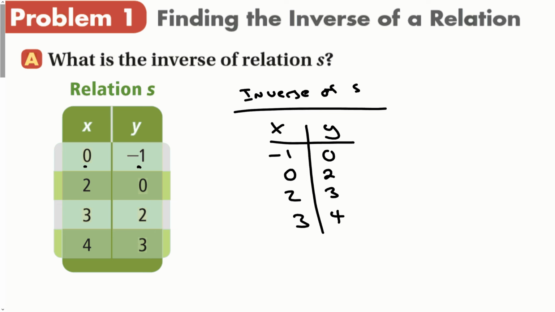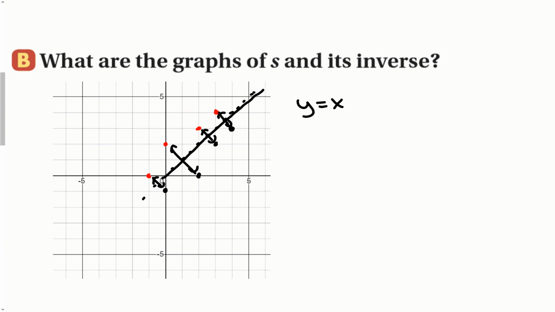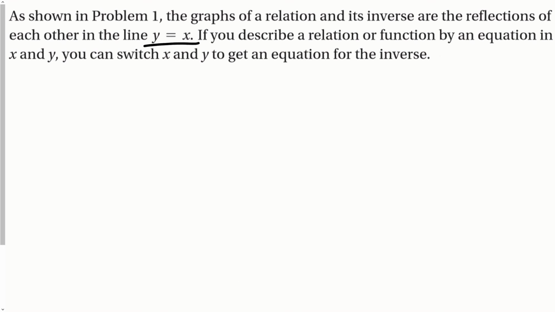Switch the two columns, right? It's pretty easy to have a picture and just reflect all the points, just reverse the points, reflect them over the line y is equal to x. But if we have an equation, we're going to need a way to get my equation of my inverse, okay? And the way you do that is we're going to use something called the switch and solve strategy.